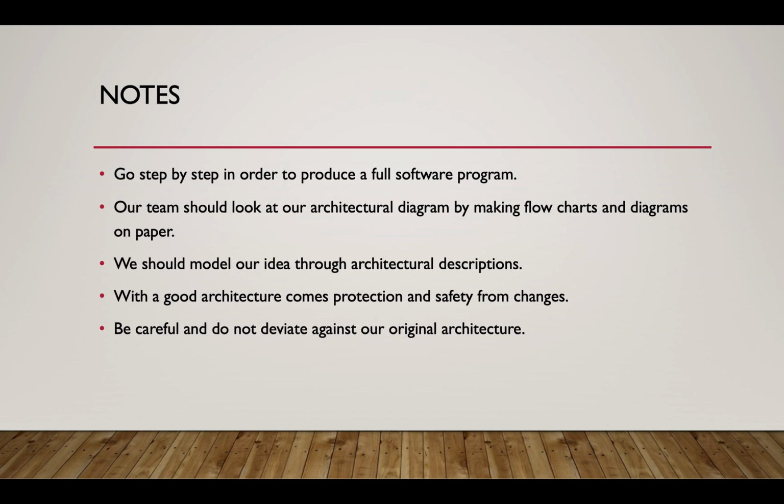Our team should look at our architectural diagram by making flowcharts and diagrams on paper, kind of like what we did in the previous assignment. We should model our idea through architectural descriptions, and then with a good architecture comes protection and safety from changes, meaning we won't have to change up everything that we've done. And then we should also be careful not to deviate from our original architecture, otherwise big things could go bad.